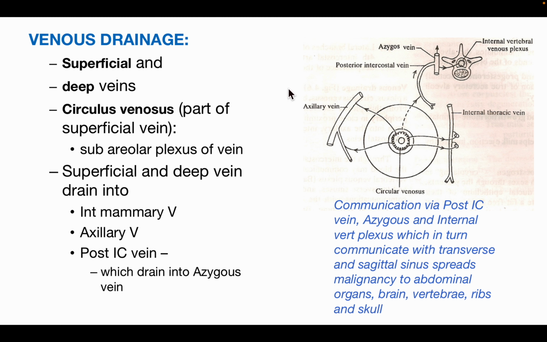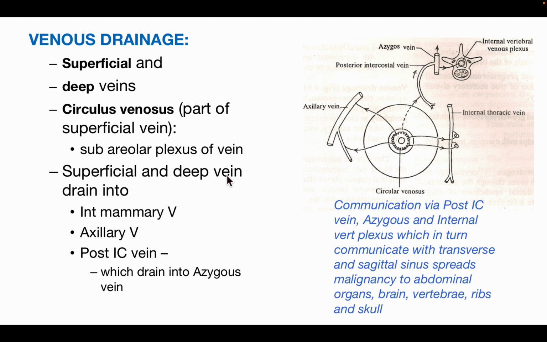In the same way we have the venous drainage. So the veins can be superficial veins and deep veins. And one more thing we can add here, that is circulus venosus, which is a part of the superficial veins, right? So there is a terminal subareolar plexus of the vein, which we have already studied in the previous slide.